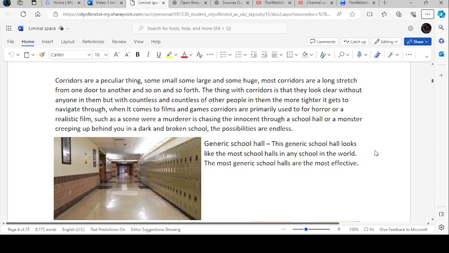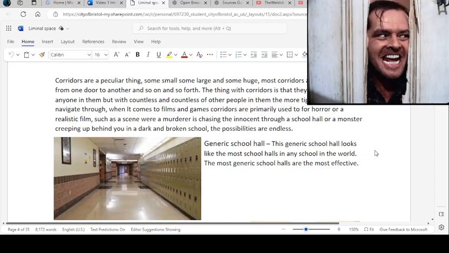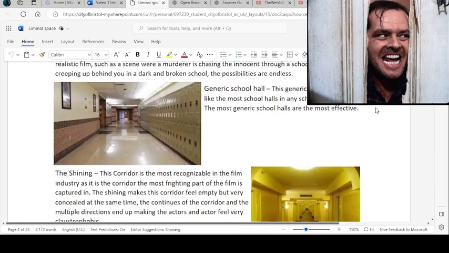When it comes to films and games, corridors are primarily used for horror or a realistic film, such as a scene where a murderer is chasing the innocent through a school hall, or a monster creeping up behind you in a dark and broken school. The possibilities are endless. As you can see, this is a generic school hall. This generic school hall looks like most schools in most of the world. The most generic school halls are the most effective to show liminal space.